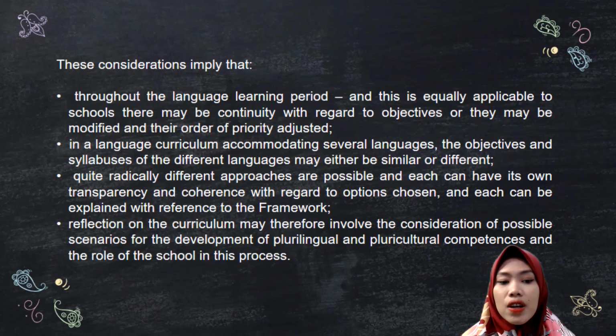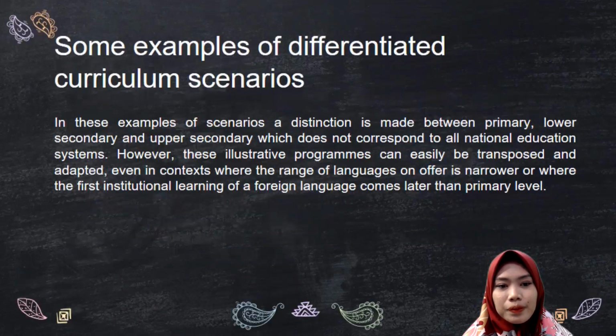And the last is that reflection on curriculum may therefore involve the consideration of possible scenarios for the development of plurilingual and pluricultural competences and the role of the school in the process. And then these are some examples of differentiated curriculum scenarios.